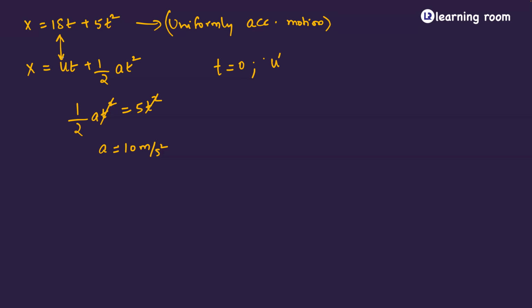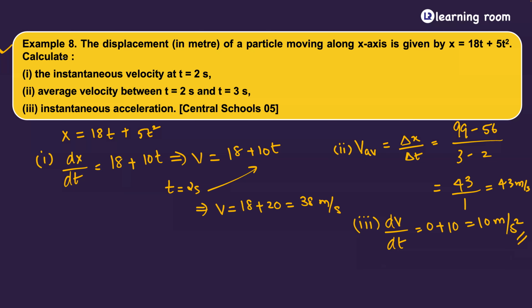Because in this question, it was clear. What is the instantaneous acceleration? Suppose they ask a question, what is the instantaneous acceleration at t is equal to 2? What will be the answer in this case? It will still be 10 only, because acceleration is a constant irrespective of time. It does not depend on time at all.